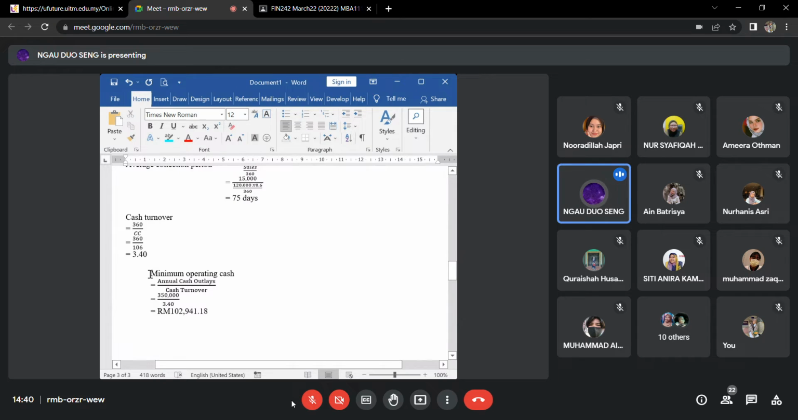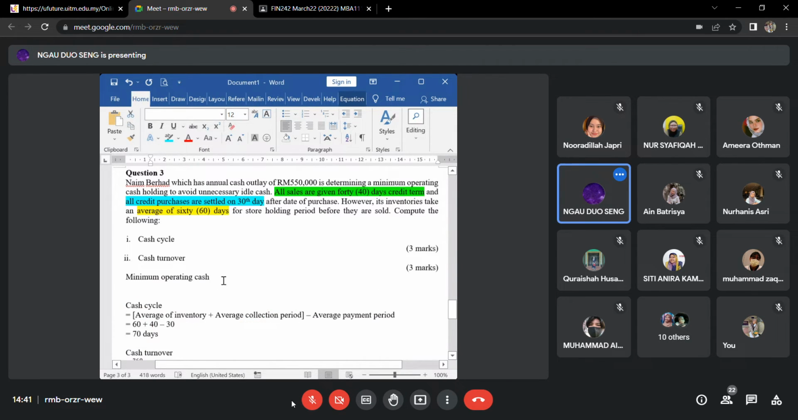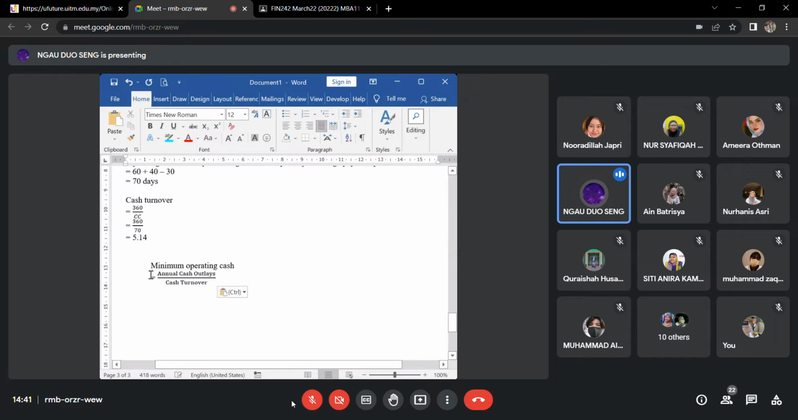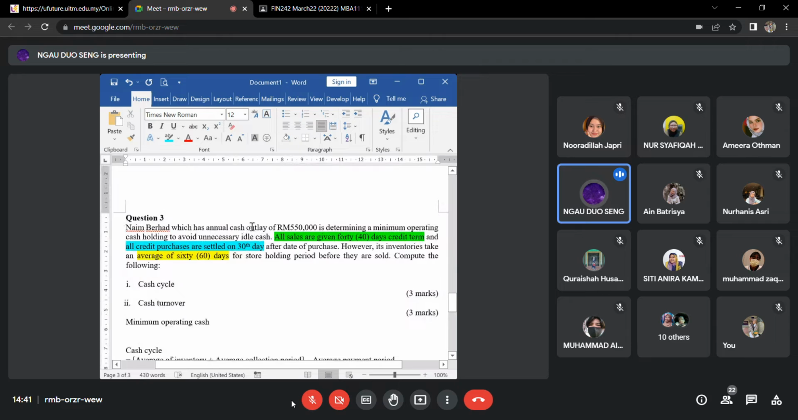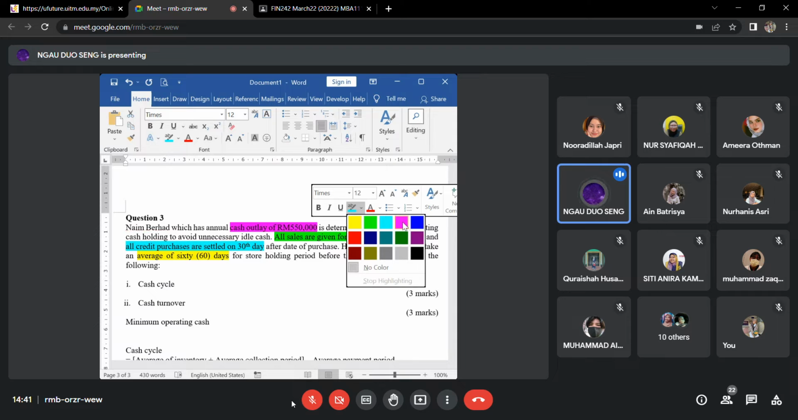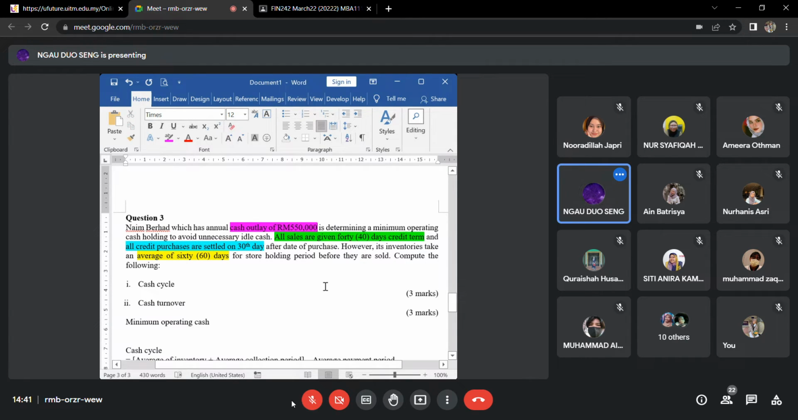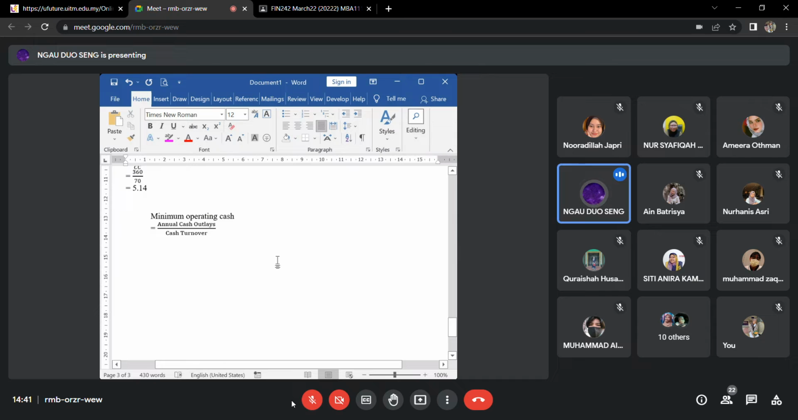Then last one, we have minimum operating cash. So minimum operating cash formula, again lah, you just cari the formula, which is equal to annual cash outlay bahagi dengan cash turnover. So we read the question, where is the cash outlay? You can see the cash outlay of 550,000. All right, so you just put here lah. So you have 550,000 divided by 5.14. So how much you get?